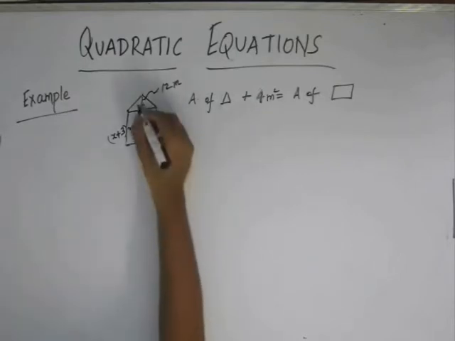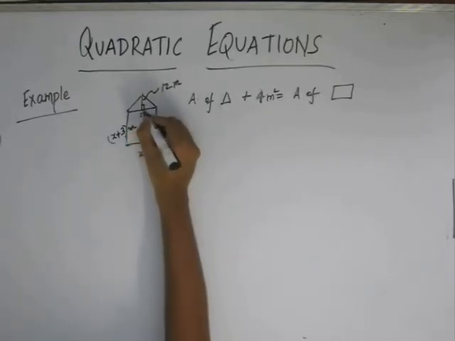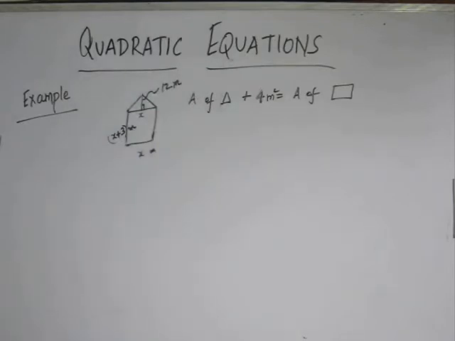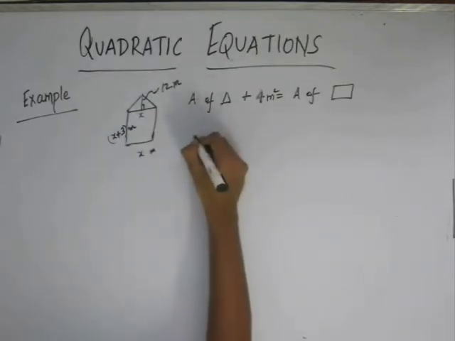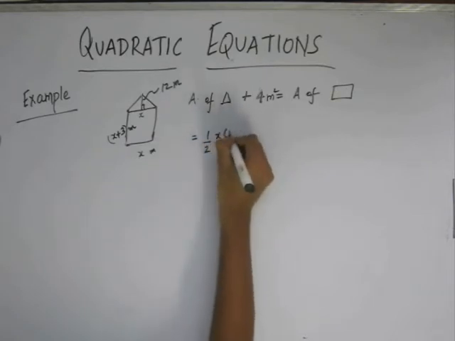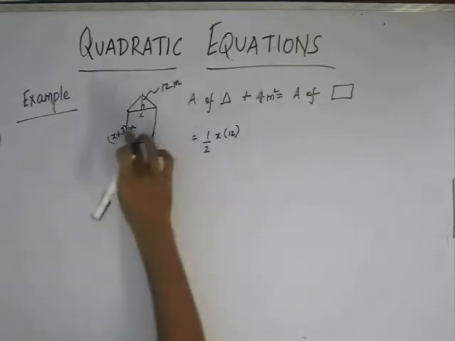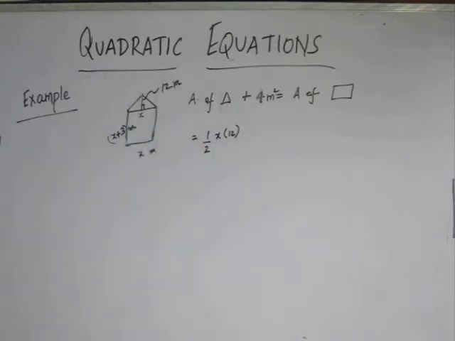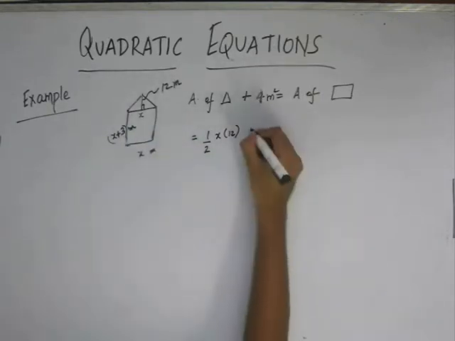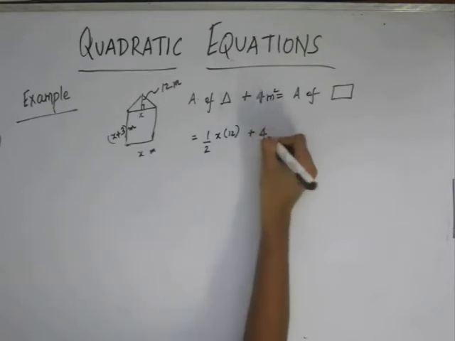Now the area of this triangle, which has a base of x and a height of 12 meters, will be half into x into 12. I hope you know that the area of a triangle is given by the formula half BH. So this will be half into base value, which is x, and the height value, which is 12. Add 4.